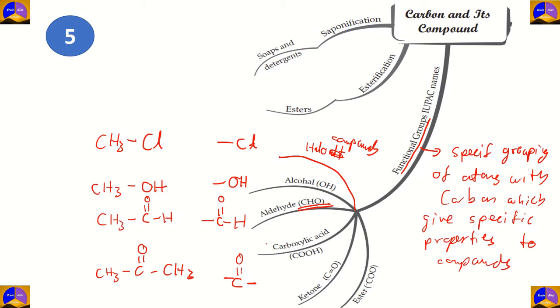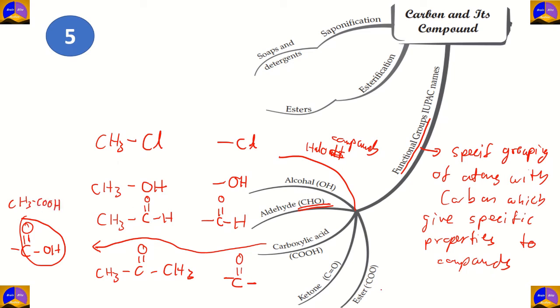Now there is another kind of compound known as carboxylic acid. In carboxylic acid, instead of hydrogen, an OH group is added to the carbon that undergoes double bond with oxygen. So COOH as the functional group gives you a carboxylic acid. A great example of that is acetic acid, which is vinegar.